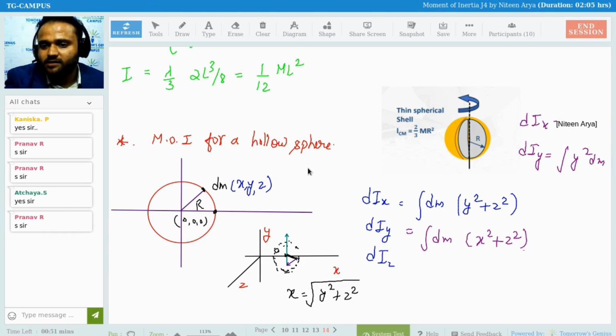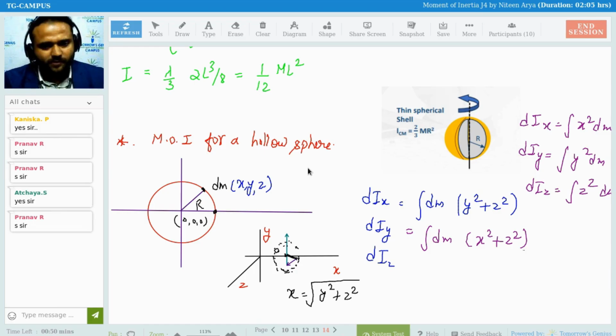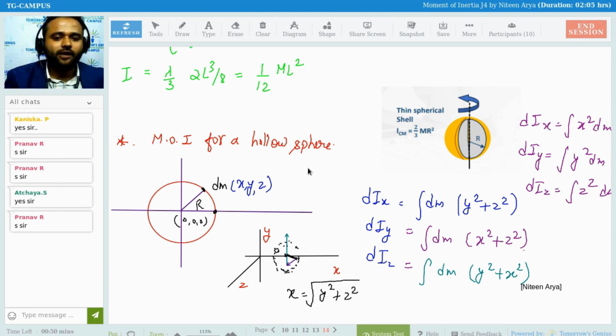In this way you can understand dix is nothing but integration x square dm, and in the same sense diz is nothing but z square dm. So dm is going to be the same, a small particle, we have a huge number of particles, that is going to be simply dm, and then y square plus z square. Clear? Now you can see dix, diy, diz are going to be constant because it is rotating in this hollow sphere only. So you can find either dix, diy, or diz.